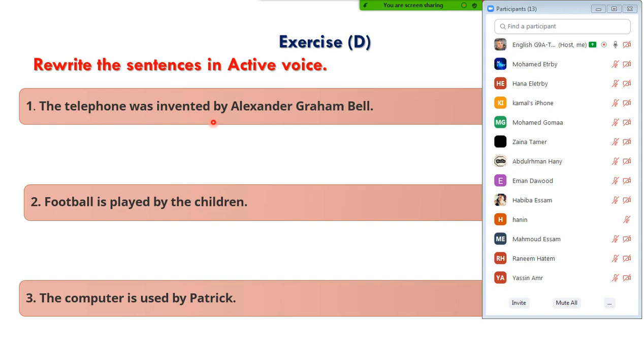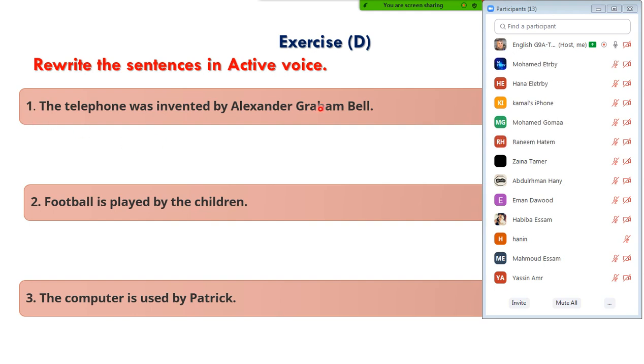This sentence, let me ask Raneem, is it active or passive? The telephone was invented. Can you see my screen? Yes. Okay, can you see the first sentence, is it passive or active? Passive. Excellent. Now I want to change it into active.